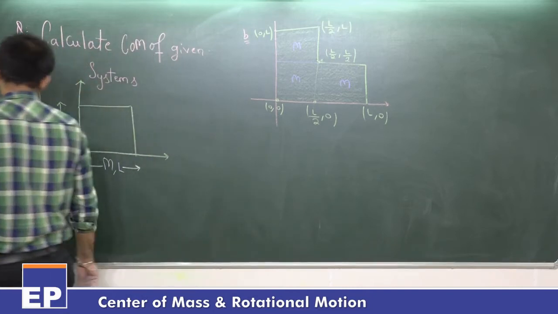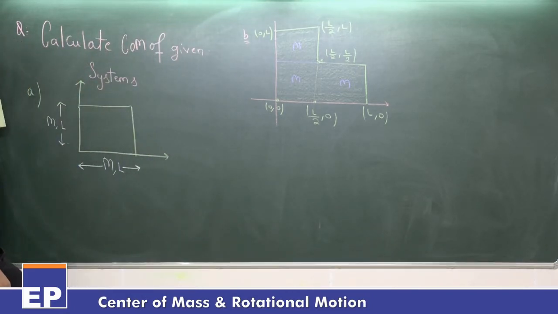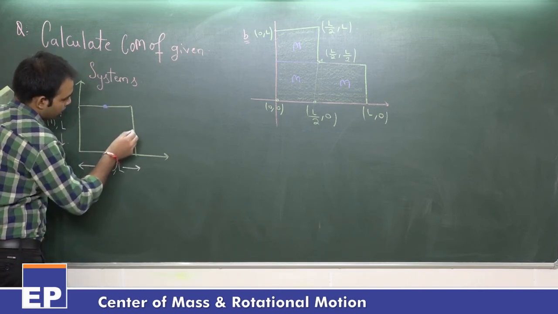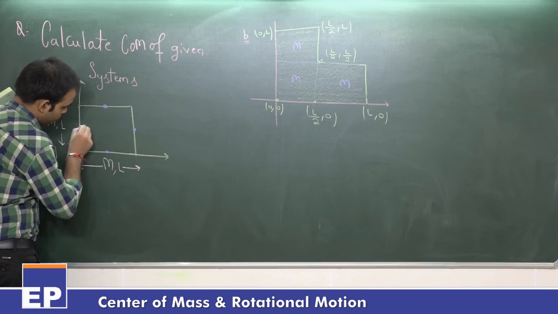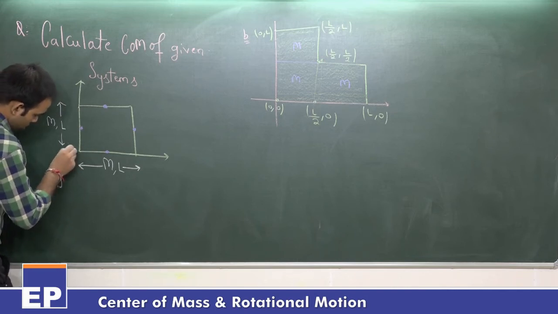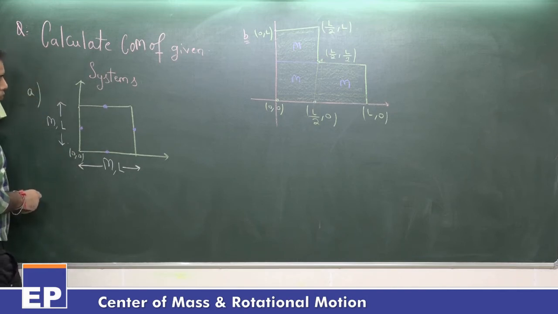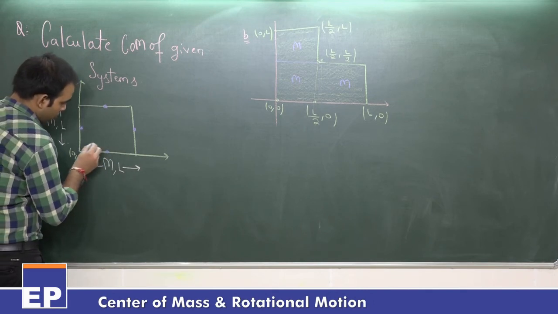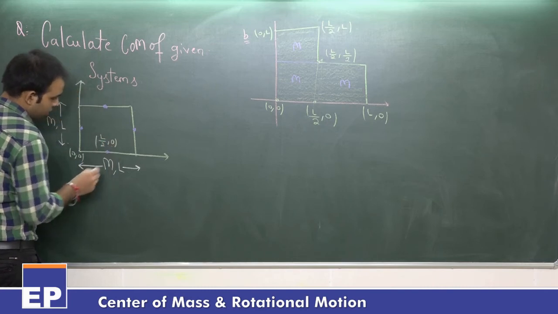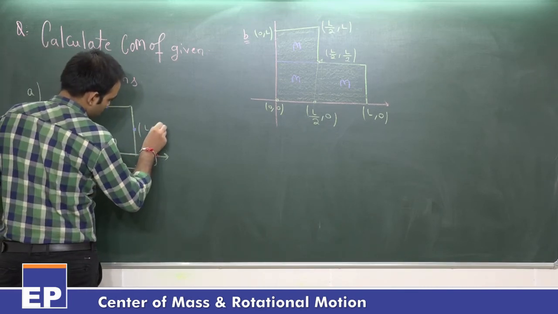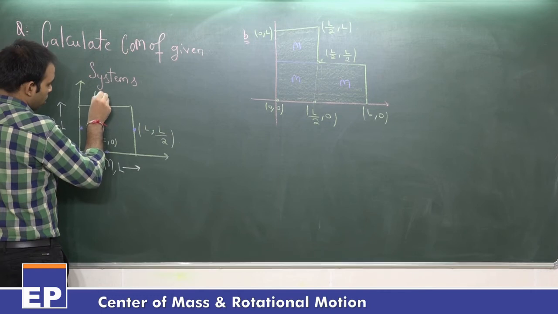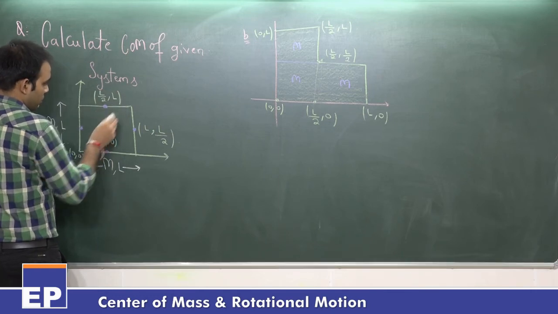इससे हमारे पास ये सिस्टम है. These are the four rods and we have to calculate the center of mass of the system. Now we know that for a single rod, the center of mass will lie at its own center. If we consider this to be 0, 0, this point will become, this point will become, this point will become, and this will become.